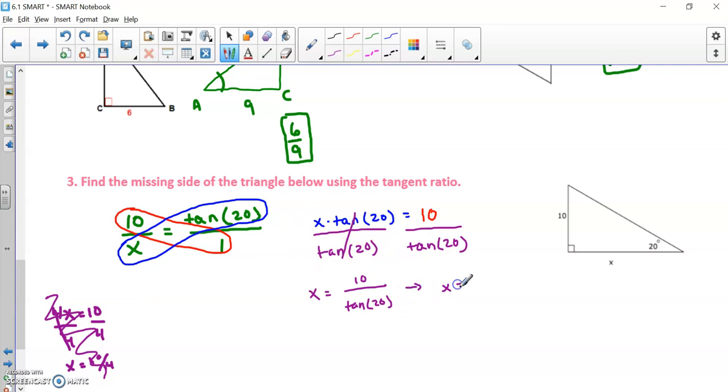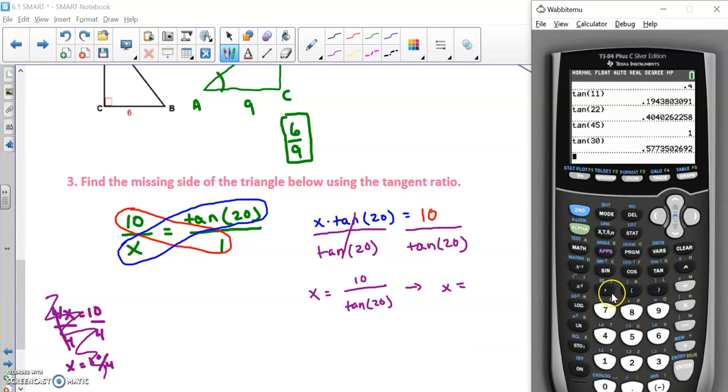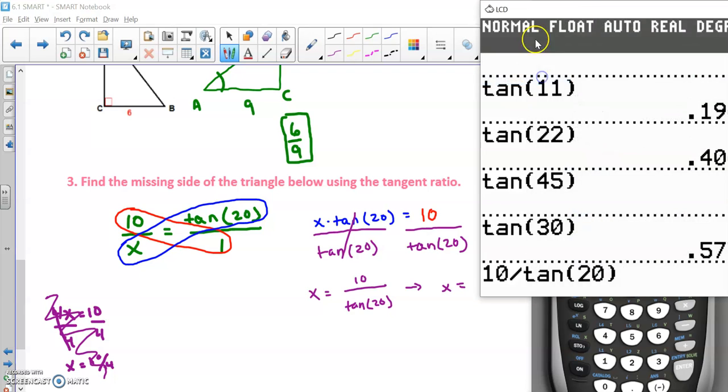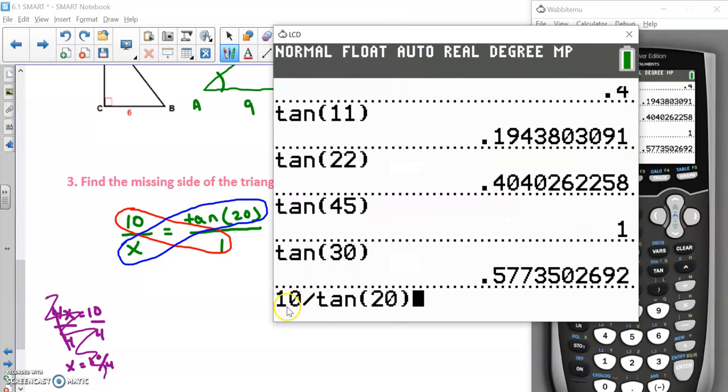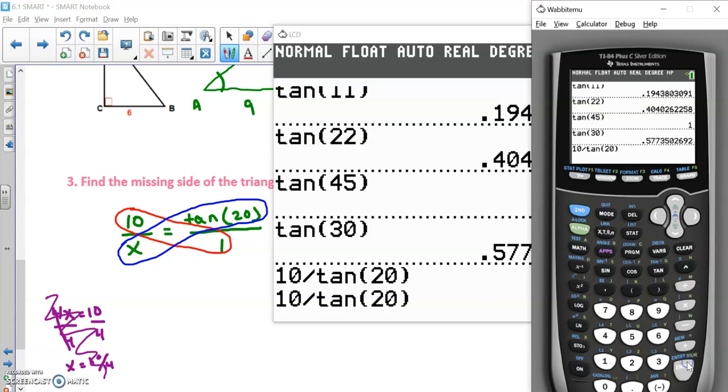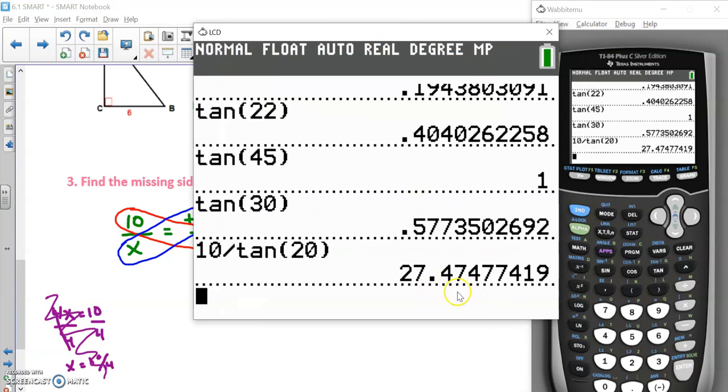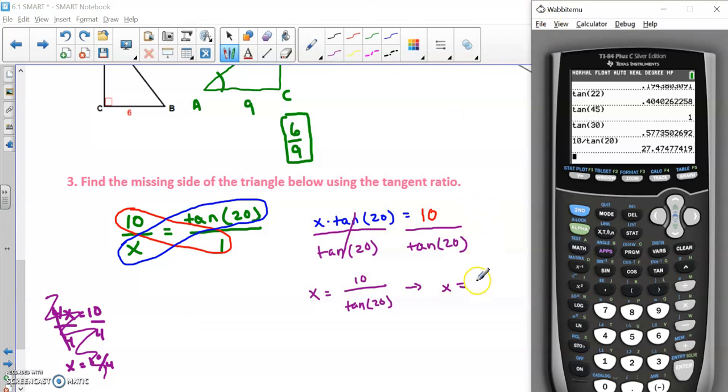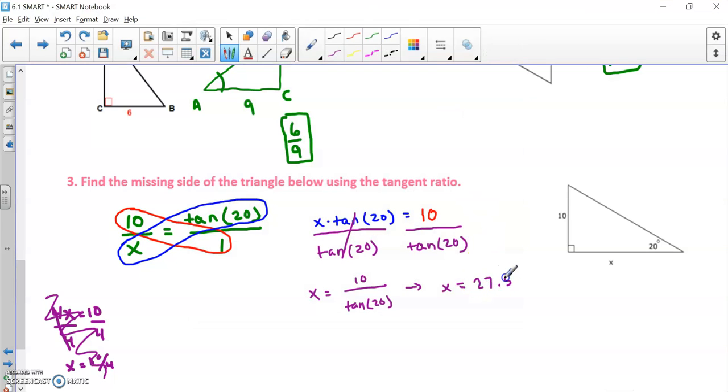All right, so this is what we're going to type into our calculator. You're going to do 10 divided by tan of 20. I'm going to make this big so y'all can definitely see what I typed, right? Right here, 10 divided by tangent of 20. We're going to press enter, and we got an answer of 27.47. So we'll say 27.5 is our answer. Okay, so what this tells us is that this side length of this triangle is about 27.5.